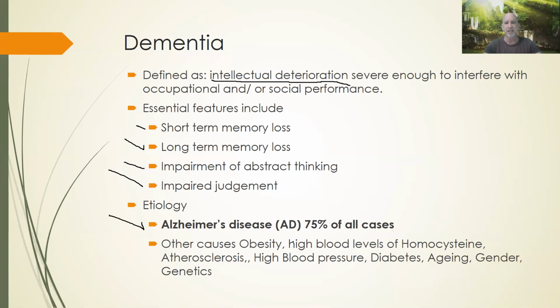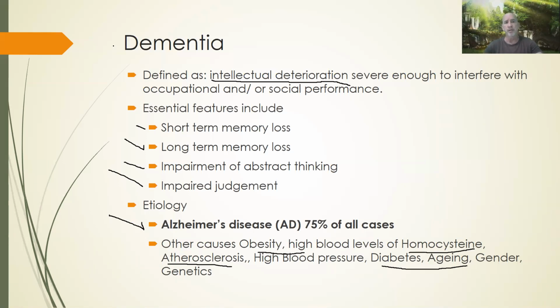Other causes: obesity, high levels of homocysteine. I don't know if they actually have a name for that. Anything that impedes the flow of blood to the brain. And there's also drug abuse and other things that can lead to this. We were talking earlier about alcoholics. Alcoholics can develop some dementia. It can also, as we studied in HIV and AIDS, the AIDS syndrome can lead to dementia as well.